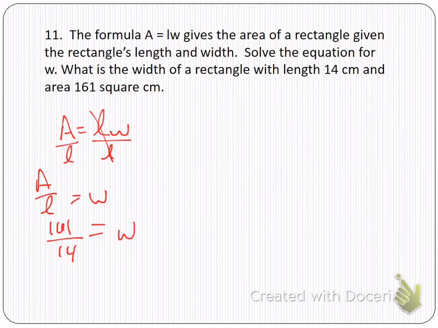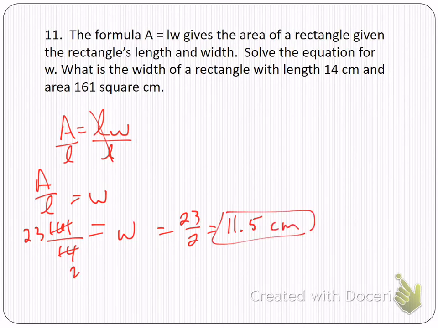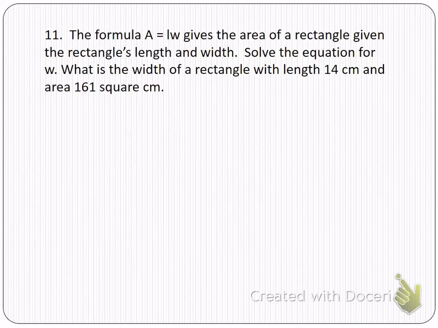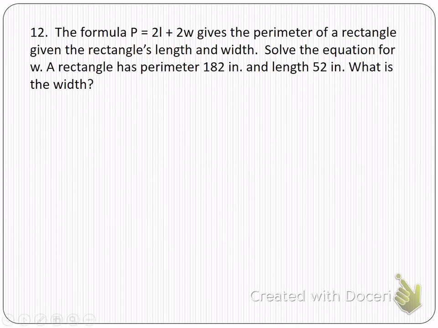Okay, let's see, we want to try to reduce this. So you can divide these both by 7. This will go 2 times. This will go 23 times. So you get 23 over 2, or you can go 11.5 centimeters. Right? So the width of the rectangle is 11.5 centimeters. Okay, and again, that's kind of the point of solving these literal equations. Okay, try this one, this last one.